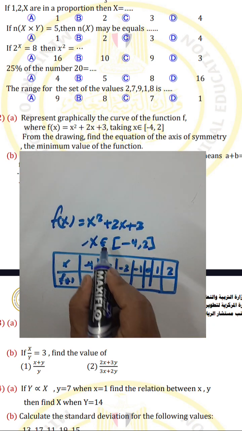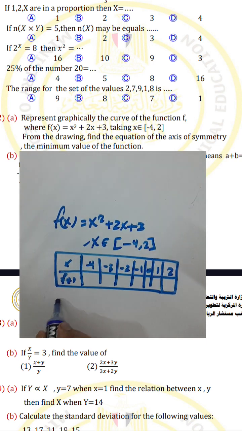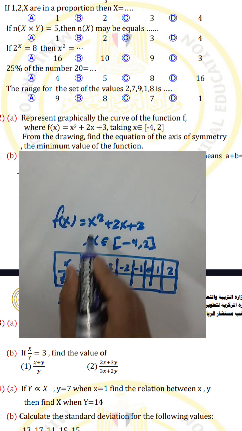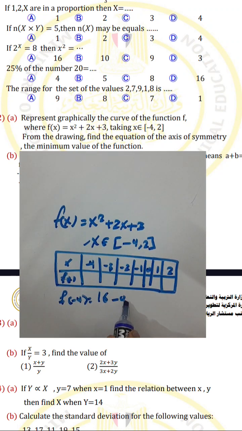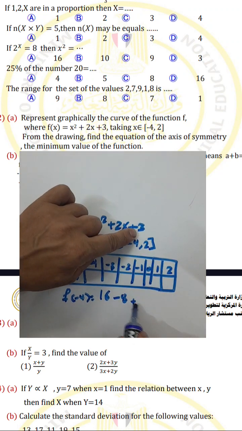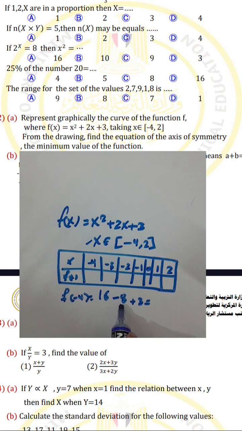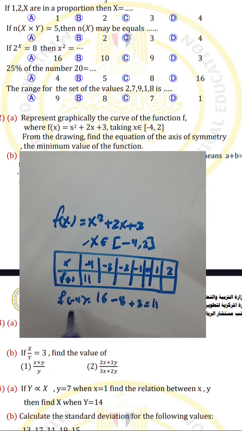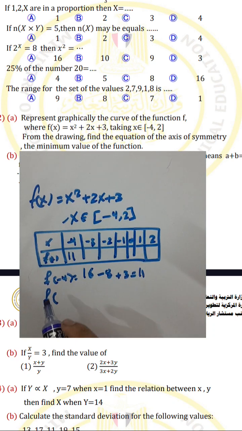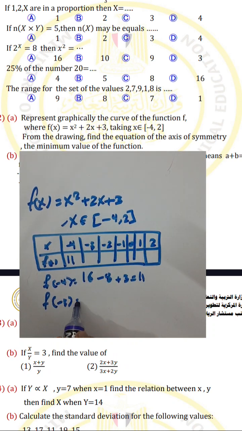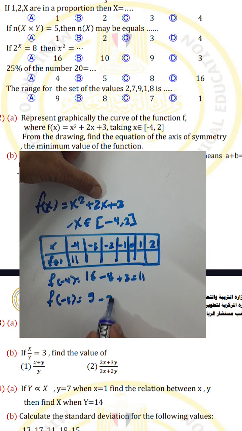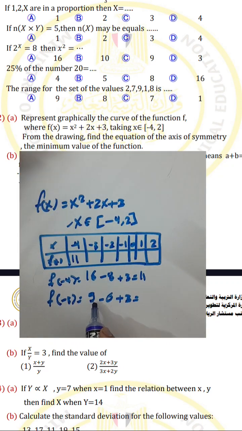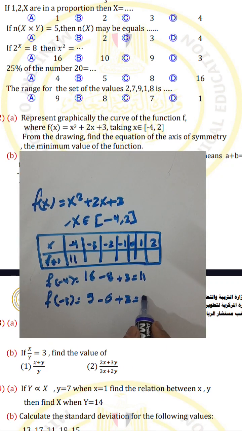Put x equal to -4 here. f of -4 equals -4 power 2, which is 16, plus 2 times -4, which is -8, plus 3. The result: 16 minus 8 equals 8, and 8 plus 3 equals 11. The image here will be 11. And then f of -3: put -3 here, it will be 9, and -3 times 2 is -6, plus 3. 9 minus 6 equals 3, and 3 plus 3 equals 6.